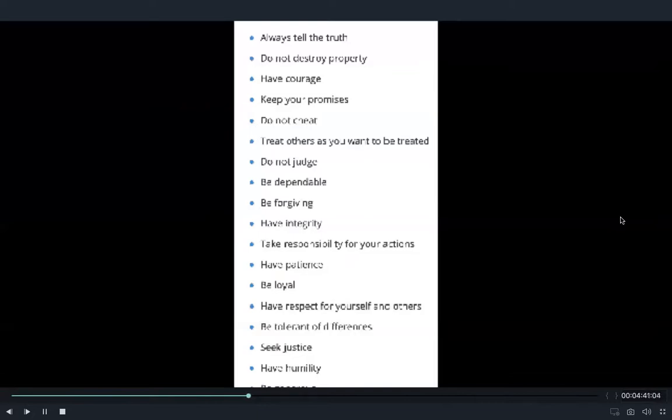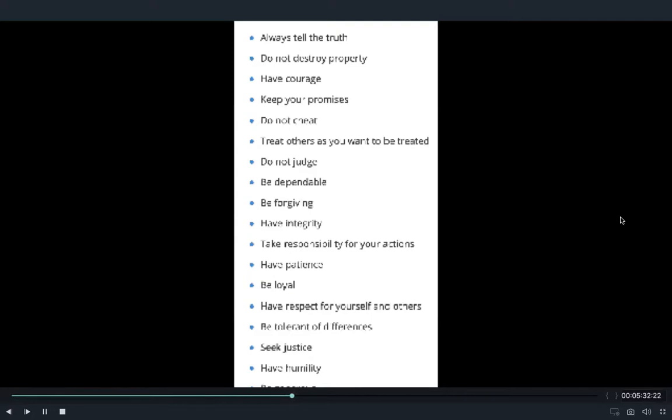When you begin brainstorming for your folk tale, I want you to think about the moral that you could possibly be teaching. Here is a list of some that you could use in your story. We have always tell the truth, very similar to that of the boy who cried wolf. Do not destroy property. Have courage. Keep your promises. And obviously, do not judge. Do not cheat. Treat others as you want to be treated. Be dependable. Be forgiving. Have integrity. Take responsibility for your actions. Have patience. Be loyal. Be generous. Have respect for yourself and others. Be tolerant of differences. Seek justice. Have humility. And I'm sure there are many, many more we could think of.